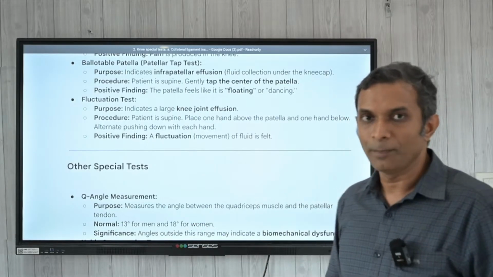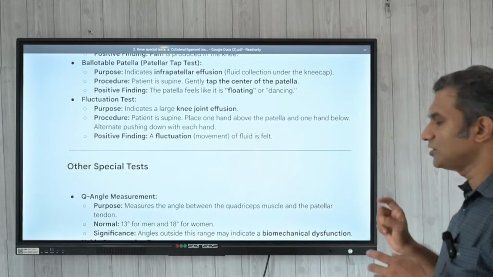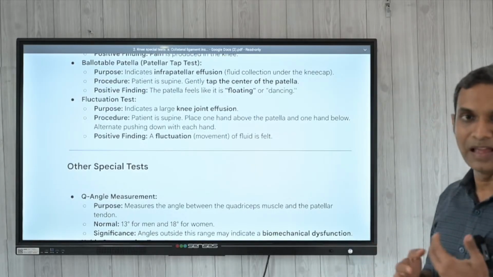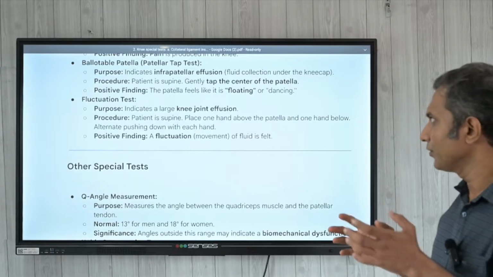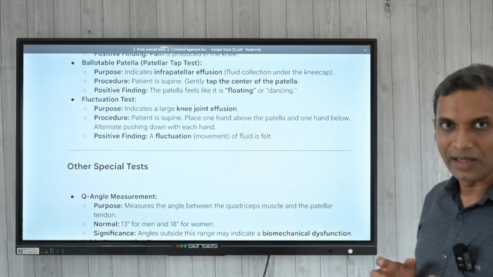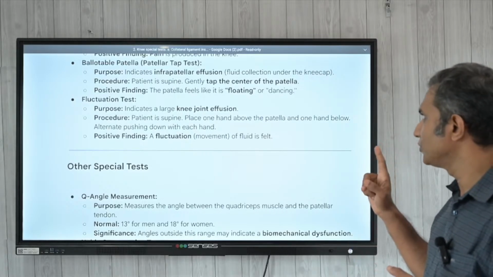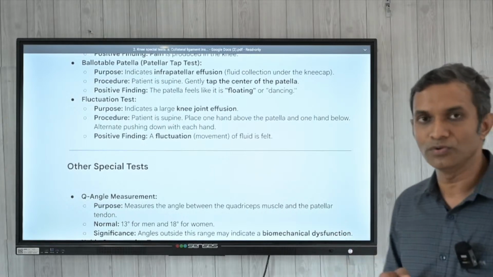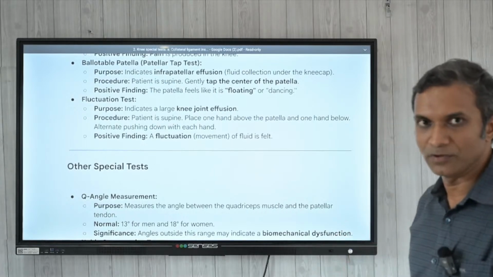Ballotable patella, or patellar tap test. This specifically checks for patellofemoral effusion, mainly infrapatellar effusion. So if a question comes, ballotable patella checks for patellar effusion or infrapatellar effusion, the correct answer would be infrapatellar. Always our aim is to select the best answer possible from the combination.